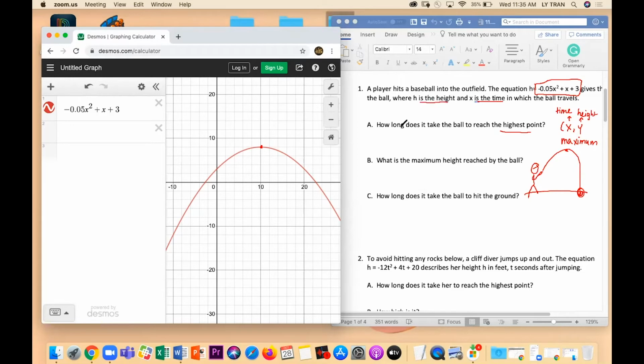That's telling us what we're looking for right here. They ask, how long did it take the ball to reach the height point? That means they are asking for X. Then I'm just going to go to decimal and I have to look for that point.